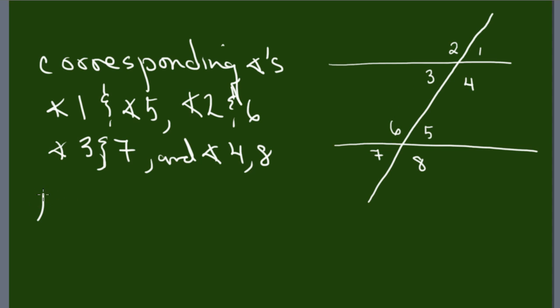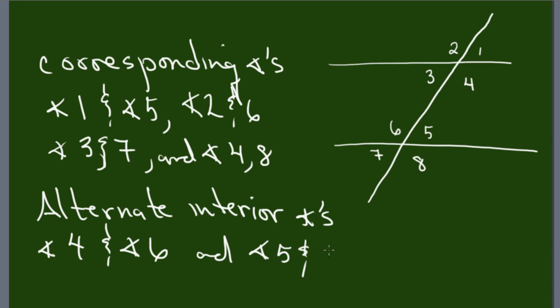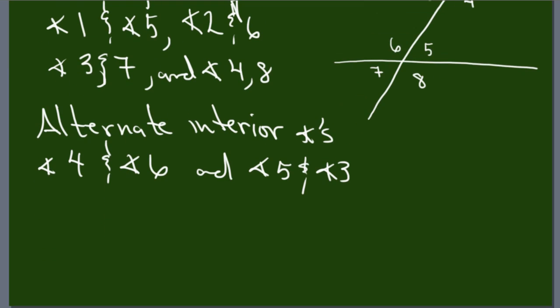Also, we have what are known as alternate interior angles, and those would be angles 4 and angle 6 and angle 5 and angle 3. Those are important ideas that will come up really soon.